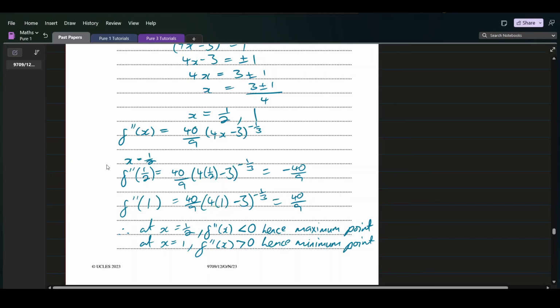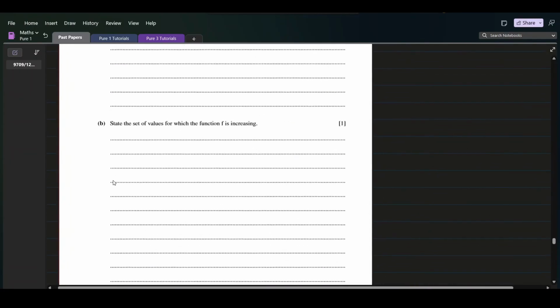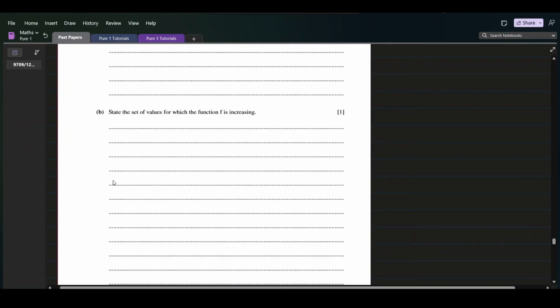And that's all for part A. Let's move on to part B. State the set of values for which the function f is increasing. For a function to be an increasing function, the gradient dy/dx should be greater than 0.